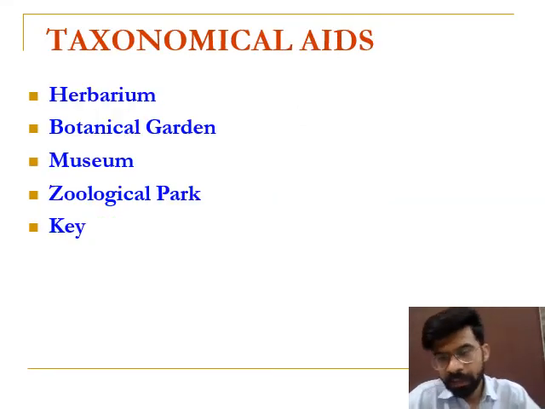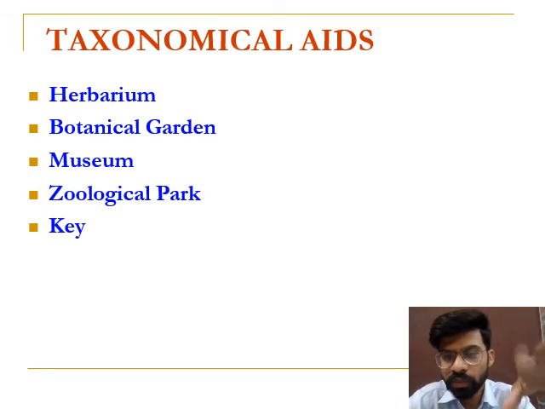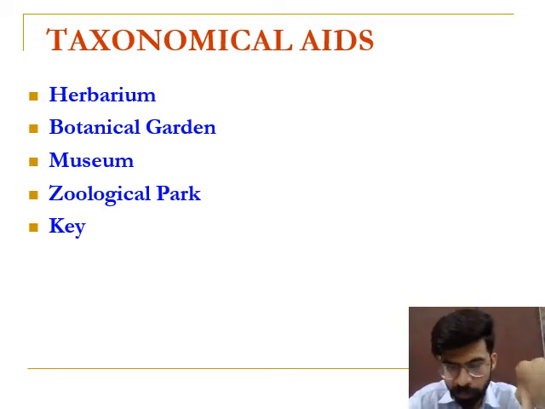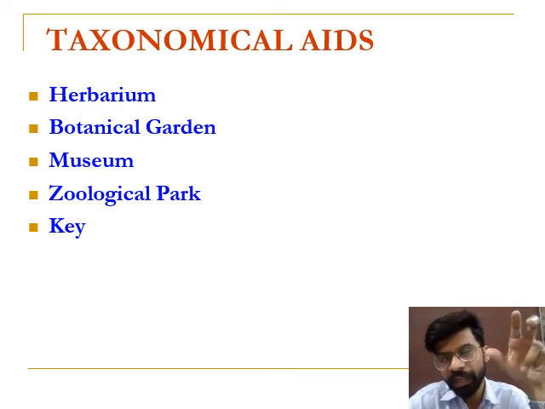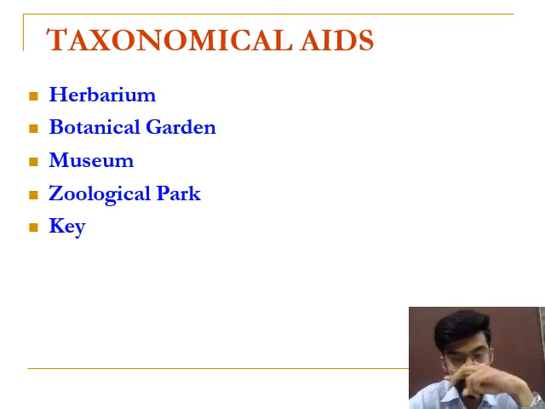Now, the last topic is taxonomical aids. What is taxonomy? Taxonomy is the branch of biology that deals with the classification of organisms on the basis of suitable characters. Means when an organism is categorized on the basis of suitable characters, it is termed taxonomy. So, what are taxonomical aids? Taxonomical aids are taxonomical tools. These are specific tools used to identify and to classify an organism. There are different taxonomical aids: herbarium, botanical garden, museum, zoological park, and key.